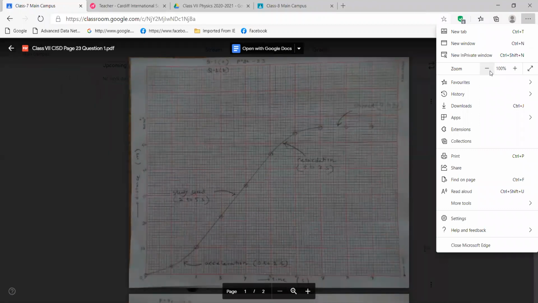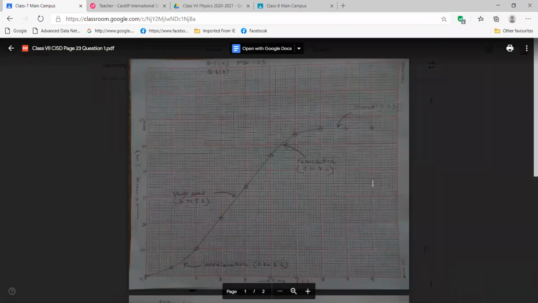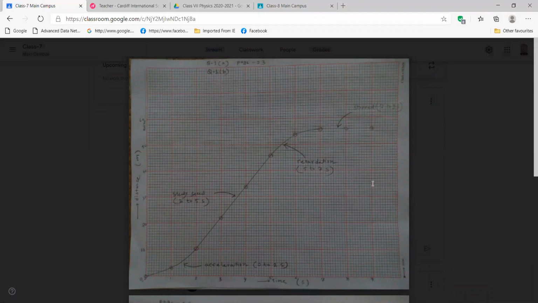I bought one graph paper. Yes, sir. I am doing it the same way. Wait. You are really a good student, serious student. Thank you so much. And I hope you will not miss a single class in future. Okay, sir.